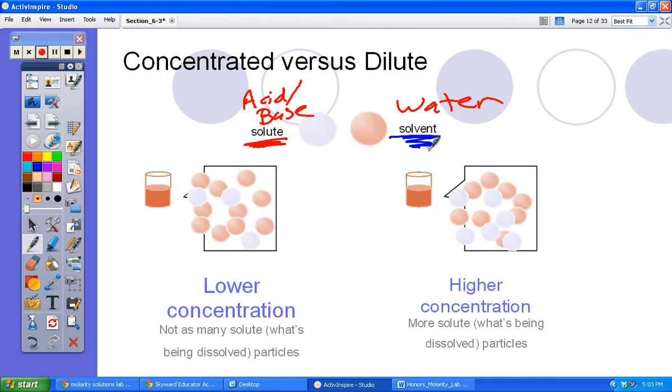Now, a low concentration, pretty easy to understand. It has 1, 2, 3 solute particles. Higher concentrations might have 1, 2, 3, 4, 5, 6 solute particles. So there's more of them, twice as concentrated. So we'll go here equals times 2, which equals that.